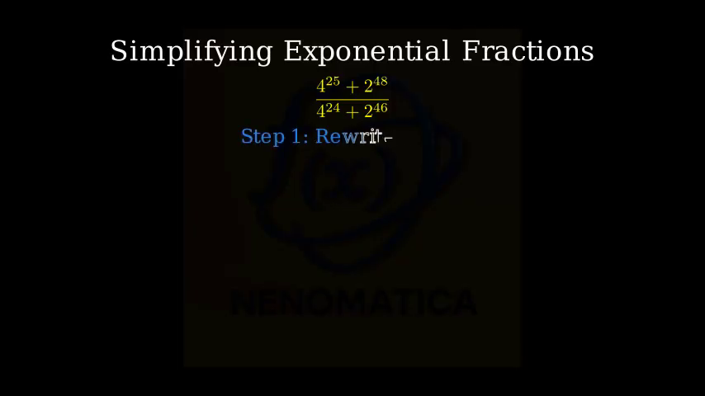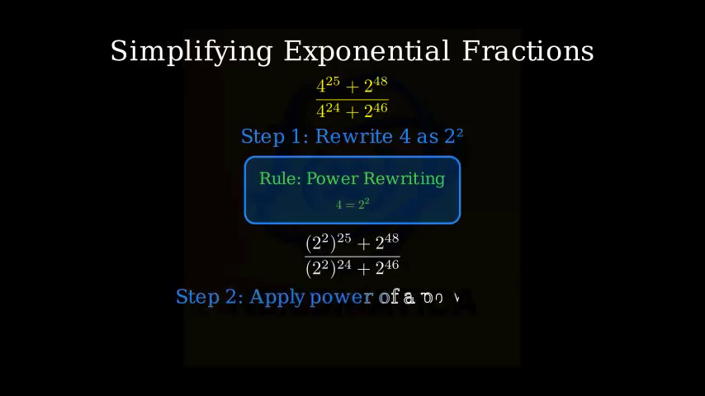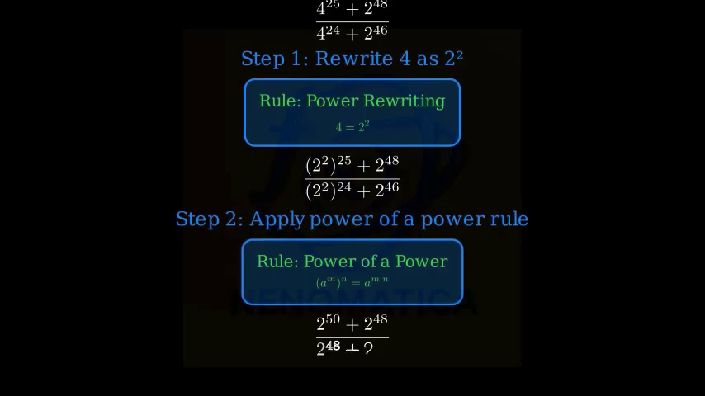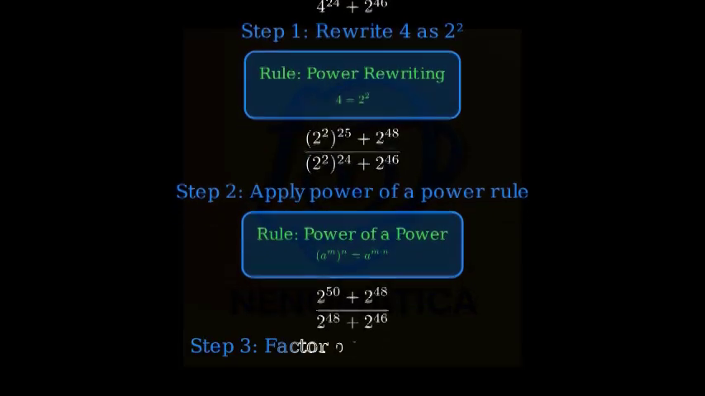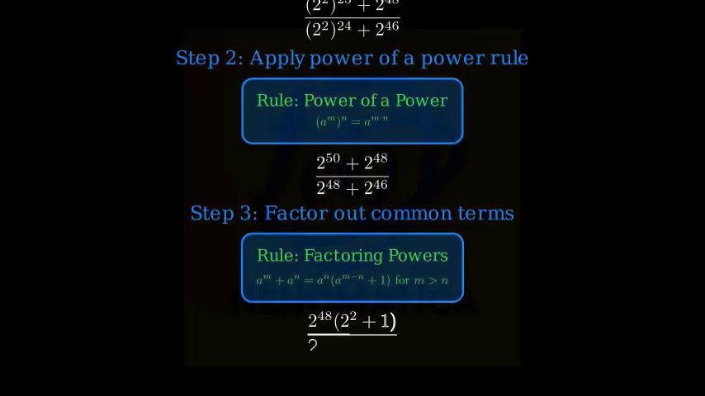Let's start by rewriting 4 as 2 squared. This will help us work with a common base. Now, we'll apply the power of a power rule to simplify the expressions in the numerator and denominator. When we have the power of a power, we multiply the exponents. Next, we can factor out the common factor 2 to the power of 48 in the numerator and 2 to the power of 46 in the denominator.